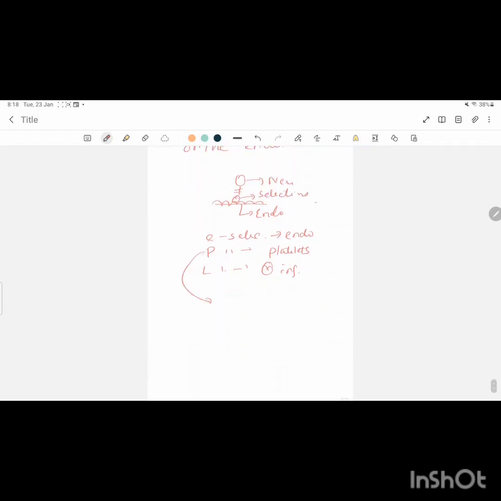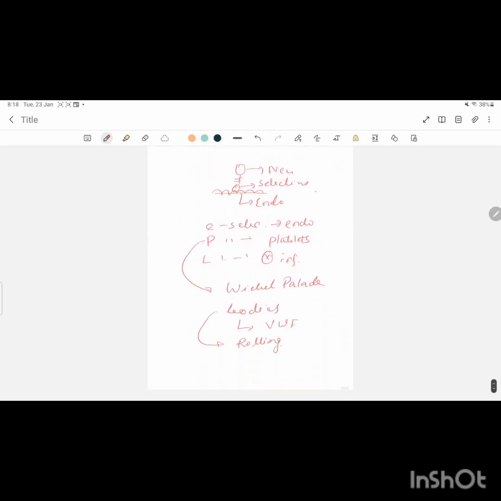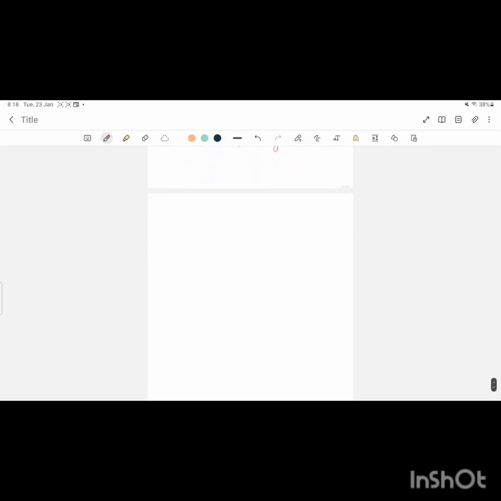Now P-selectin is present in a special kind of bodies called Weibel-Palade bodies. Okay, no need to remember that. Now Weibel-Palade bodies also contain von Willebrand factor. So these Weibel-Palade bodies also play an important role in rolling. This is the rolling phenomenon. This is the explanation of rolling. Okay, so the next stage is adhesion.